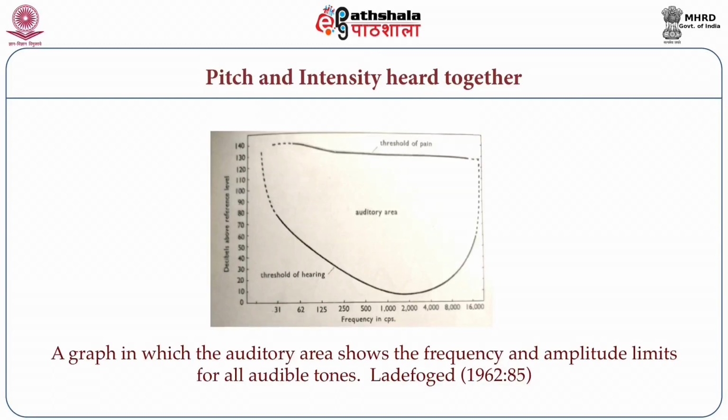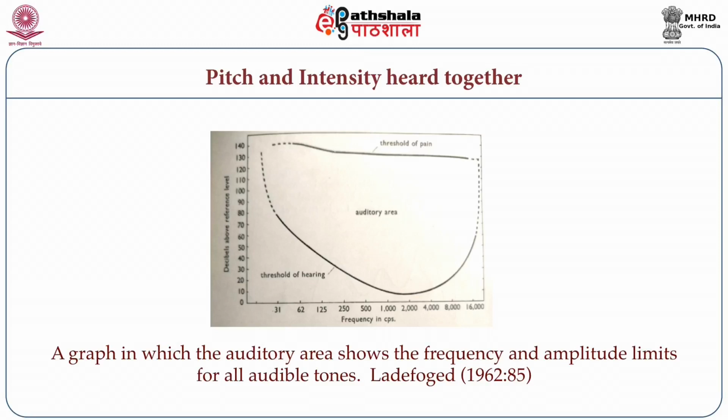Now, pitch and intensity, since the two things are always together, a sound wave has a certain frequency and certain amplitude, and therefore a sound wave is heard as a composite one. So the two things are heard together. This particular diagram is again from Ladefoged, and this figure shows that some of the very low frequencies may not be heard unless they have a little higher intensity. Similarly, a very soft sound, a lower decibel sound, has to have at least a higher frequency to be heard.